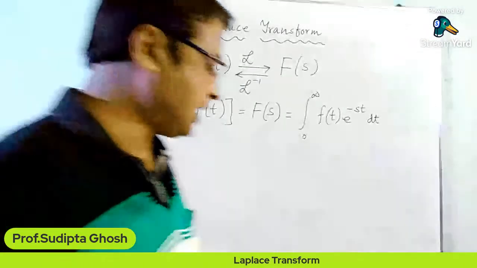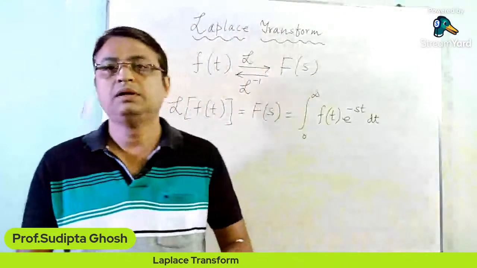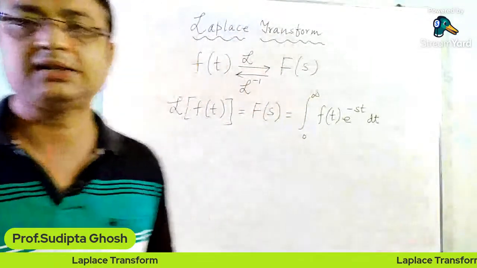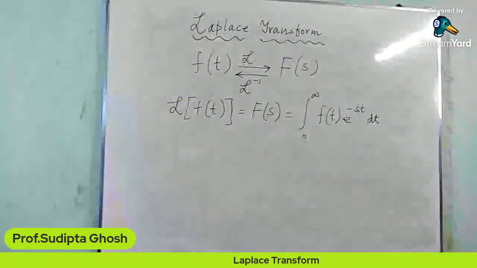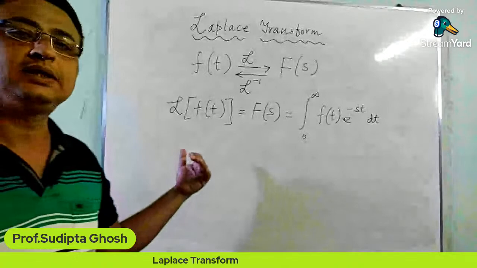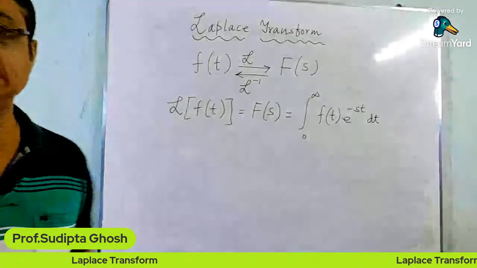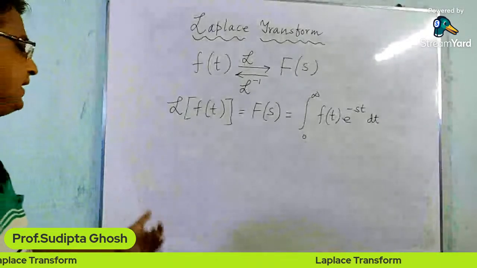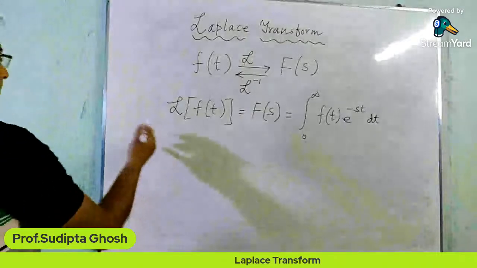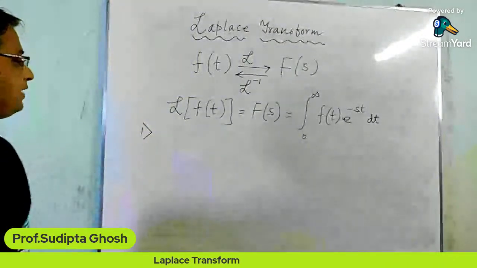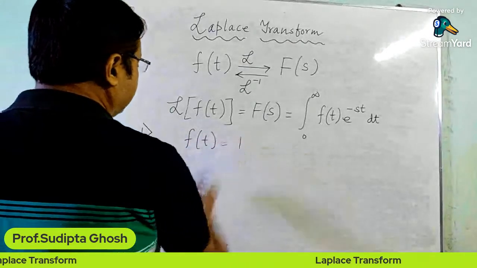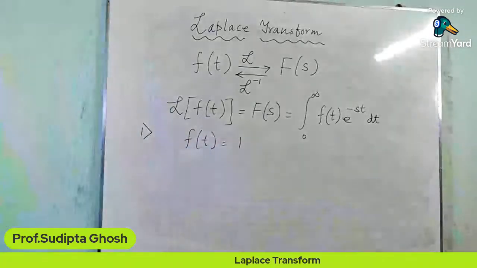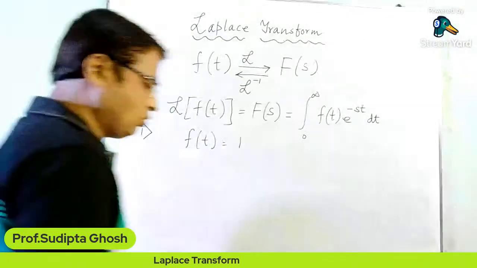Okay. So now let us take some examples. Let us convert some functions from the time domain form to their frequency domain value. Let's take number 1, where f of t is a constant, say it is given as 1. F of t equals 1.